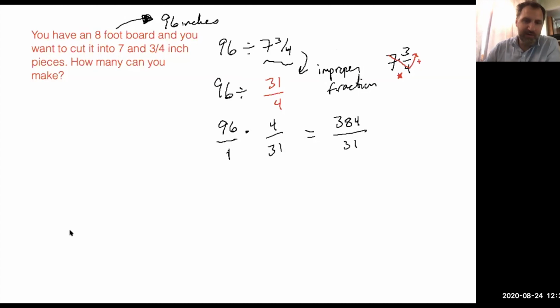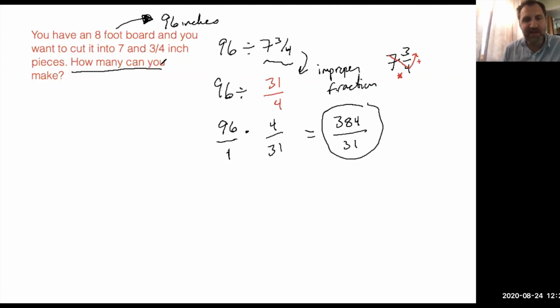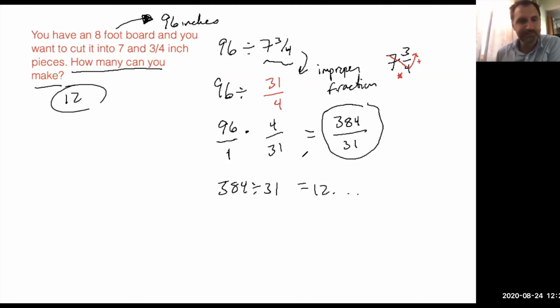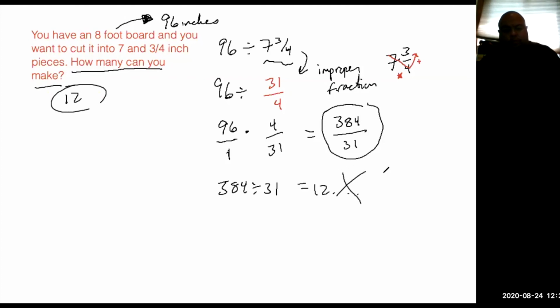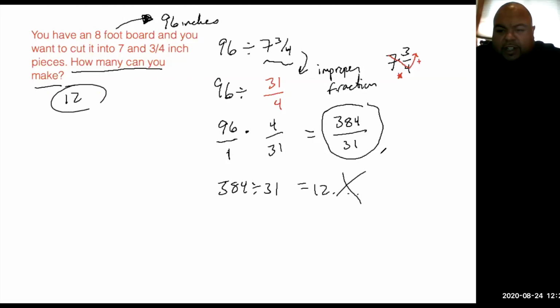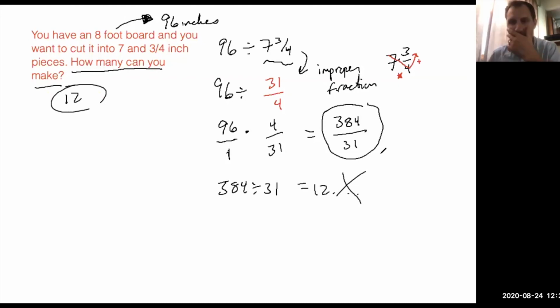From here, notice that this is not a good answer. I said, how many pieces can I make? So I'm not interested in 384 thirty-firsts. I want to know, am I going to make 5 pieces, 10 pieces, 20 pieces? 12 pieces. So if you take 384 and you divide it by 31, you get 12 point something, something, something. And the important part is that you can make 12 whole pieces. This extra part here is not really relevant, since if I can't make a 7 3/4 inch piece, I don't want to know. Yeah, you don't need that extra. I don't care about it. I'm going to throw it out. Okay.